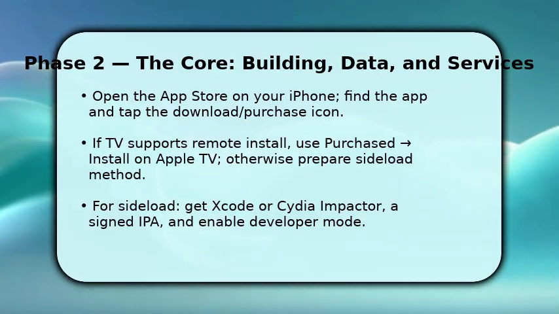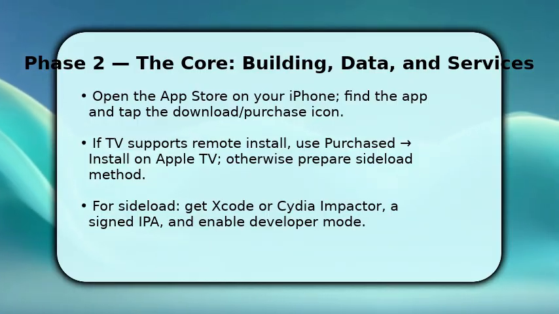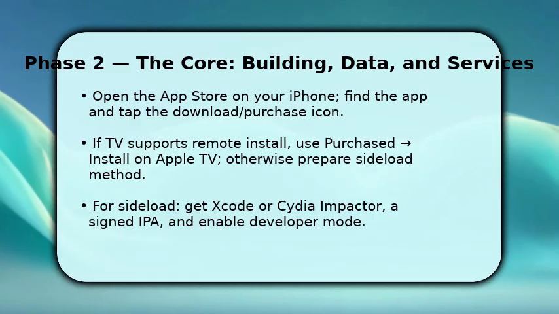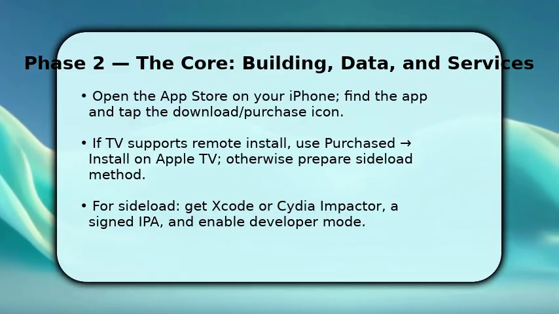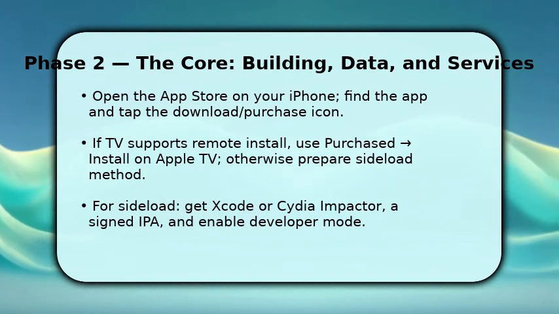If remote install is unavailable, sideloading is the only way. You need a Mac with Xcode or a signing tool, a signed IPA of the app, and developer mode enabled on the Apple TV. Keep cables and credentials ready. Sideloading requires patience and correct signing.